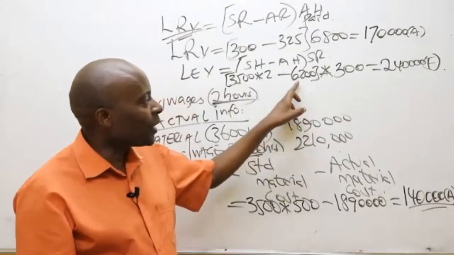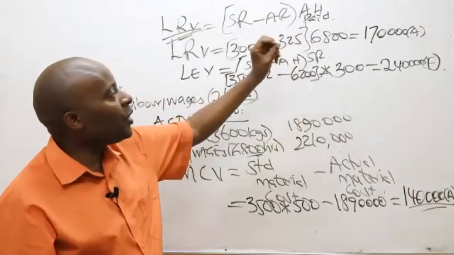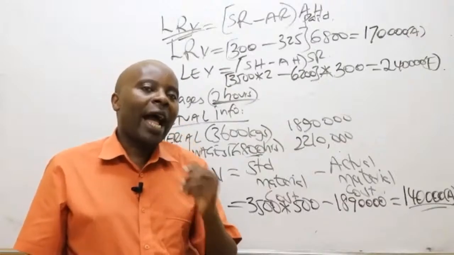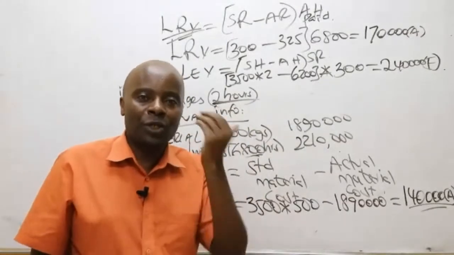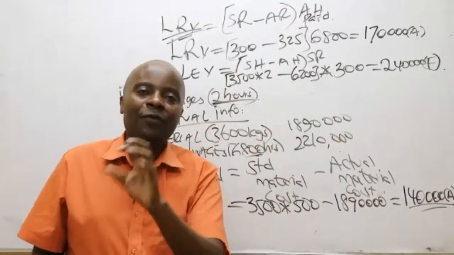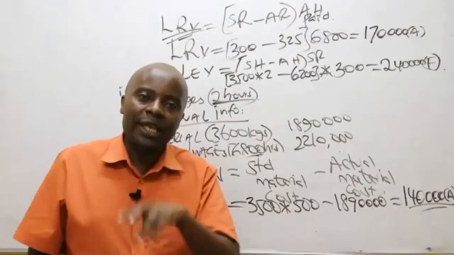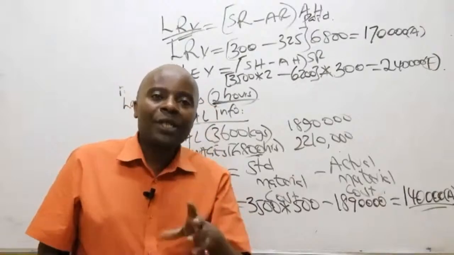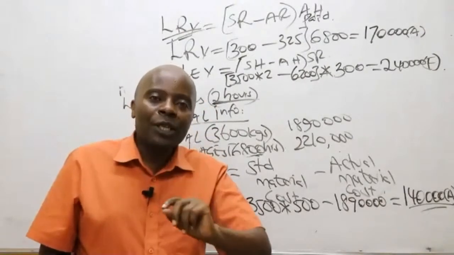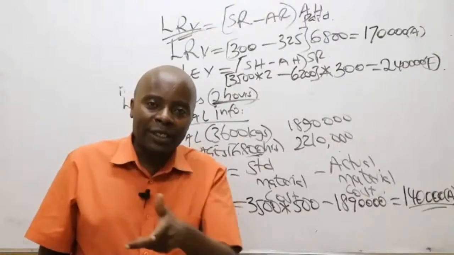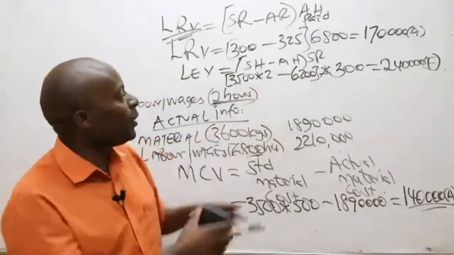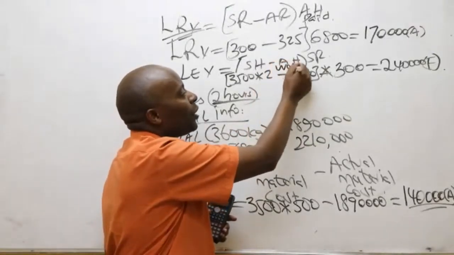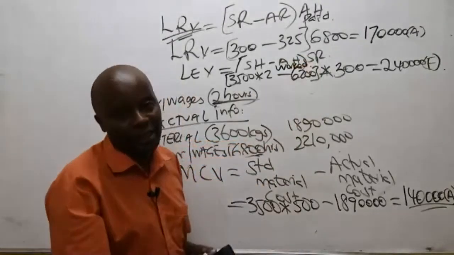AH is not 6,800. Remember, we said we normally use AH paid only when getting labor rate variance. Otherwise, in all our subsequent computations, like variable overhead efficiency and fixed overhead efficiency, whenever we need hours, we shall only be using actual hours that were worked. We want to measure how efficient our employees were while working, not while idling. So for efficiency variance, please write the actual hours worked.